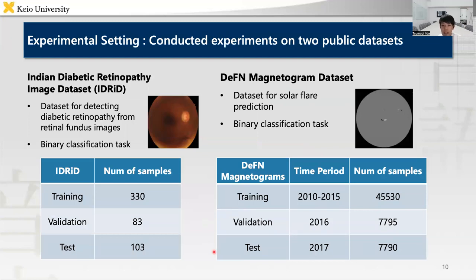This is the experimental settings. We conducted experiments on two public datasets, IDRiD and different magnetographs. IDRiD is a dataset for detecting diabetic retinopathy from retinal fundus images, and it is a binary classification task. Different magnetographs is a dataset for solar flare prediction. The dataset also focuses on a binary classification task. The breakdown of the divided sets is shown in the table.